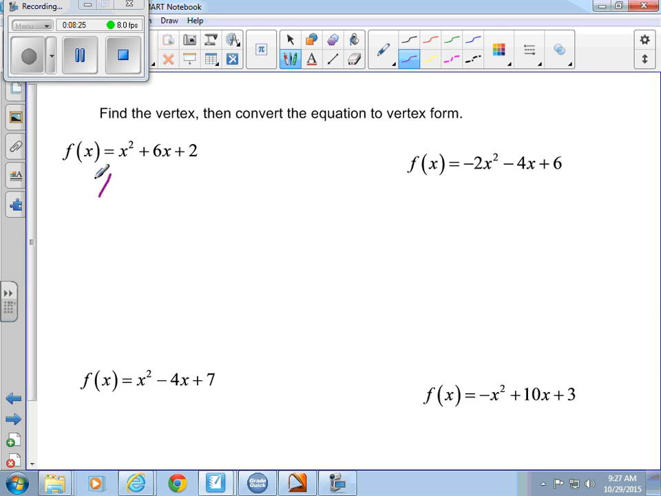So, to find the vertex, I'm going to do x equals -b over 2 times a. Any questions so far? Once I get that, what am I going to do with it? Plug it in.